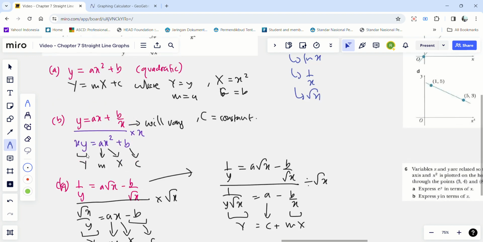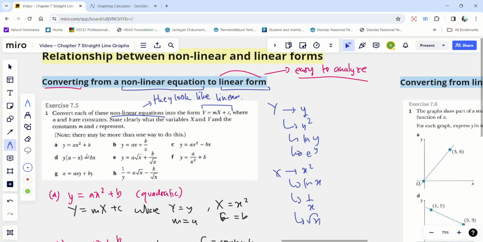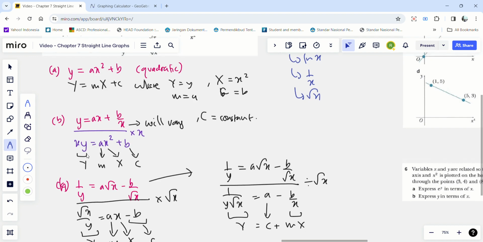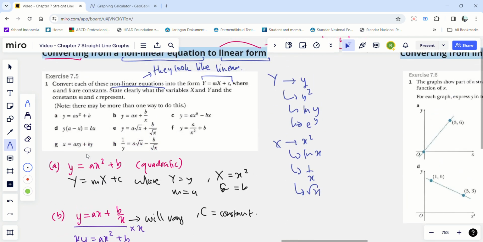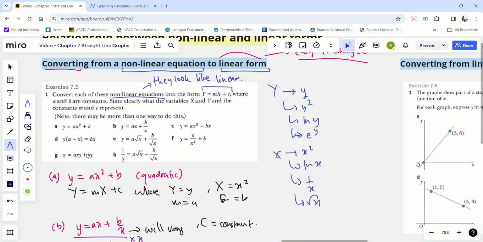Okay, I think that's all for this particular section. You can try the rest of the questions. You can pause this video anytime to try to make sense of this idea, and then connect again to the other video about the application.